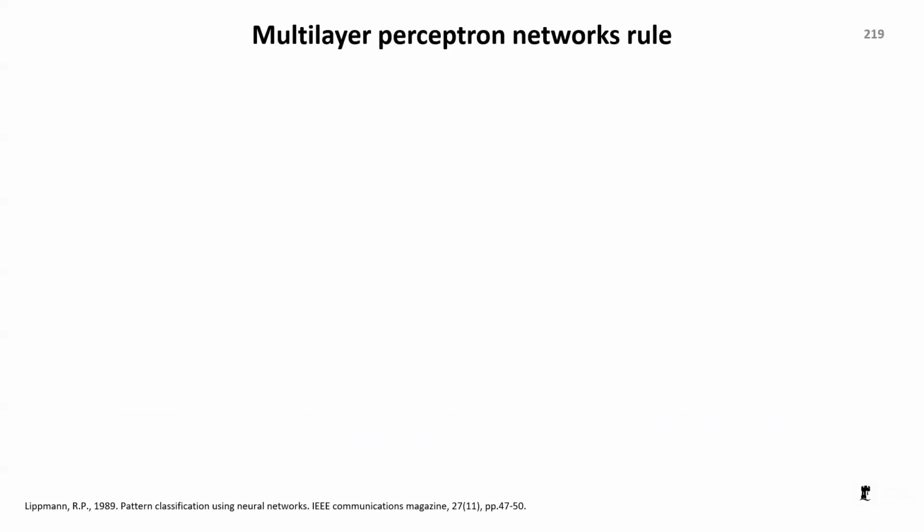Lippmann in 1989 introduced a methodology. If you can present the problem in 2D, so if you can diagrammatically draw it, there is a way you can actually design a neural network, and it is called the Lippmann methodology.